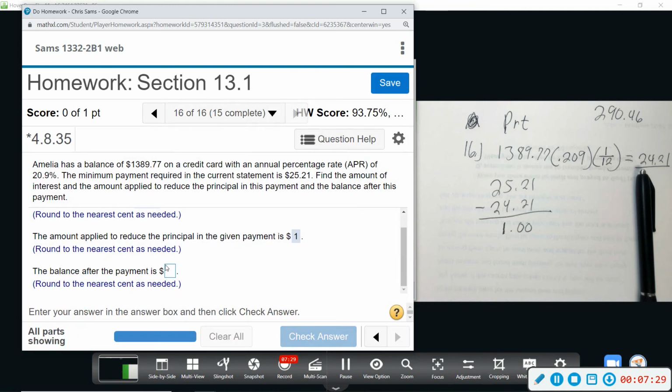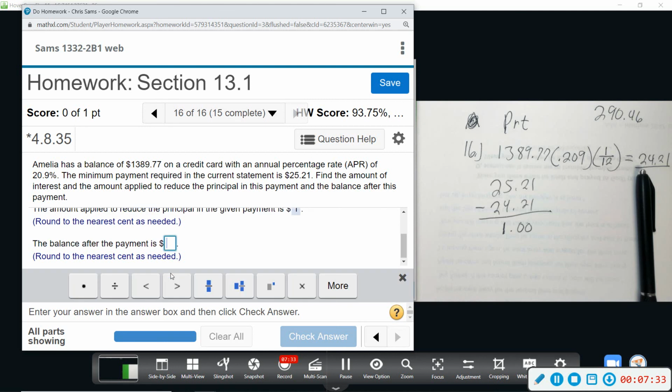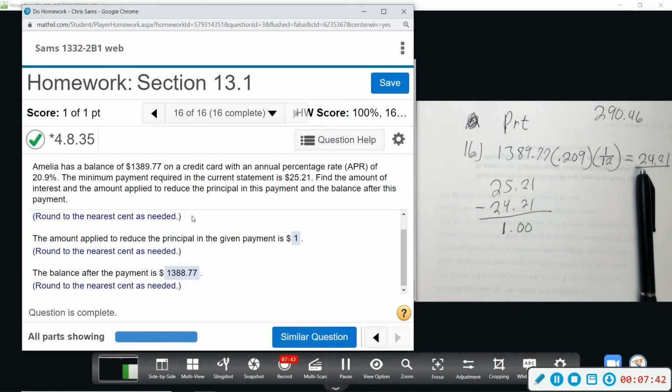Okay, and then the balance after this payment. So I'm just going to take 1 from here. It's going to be $1,388.77. So if you're using credit cards, be aware this is actually how it works.